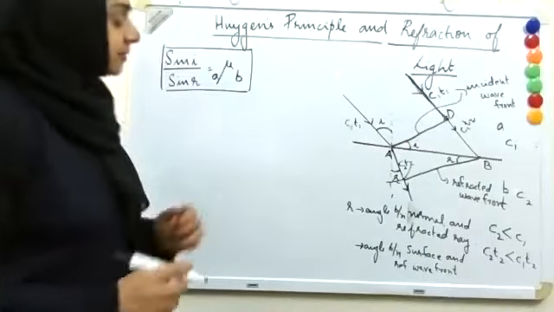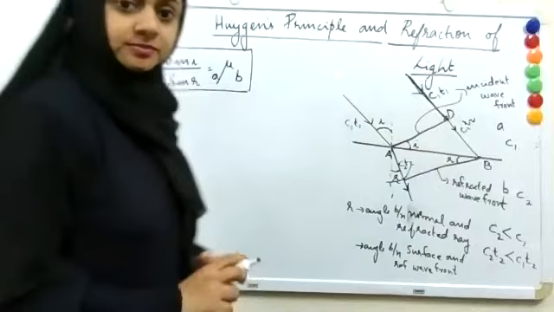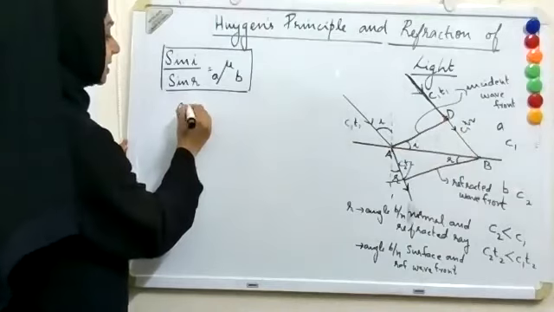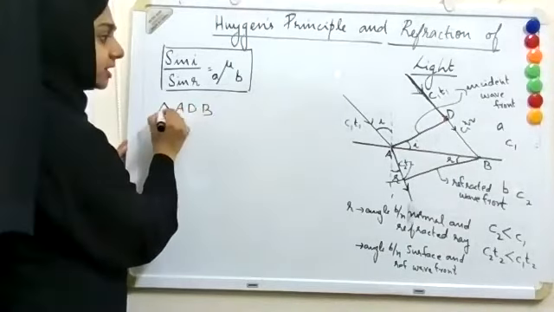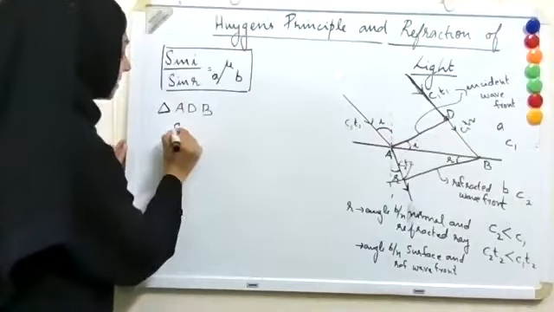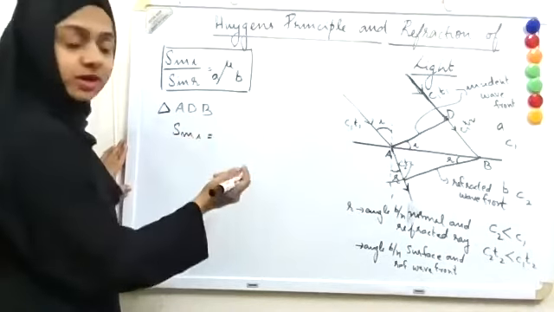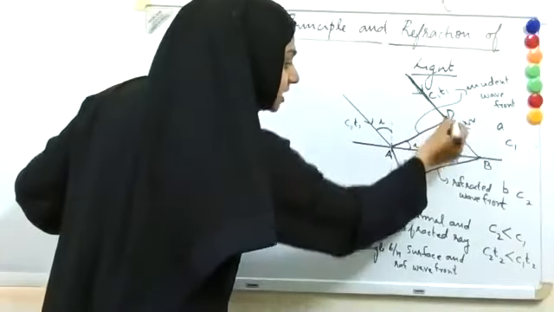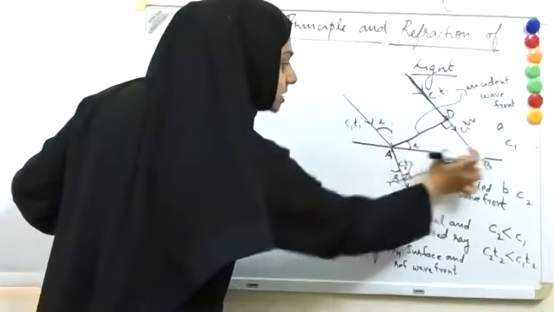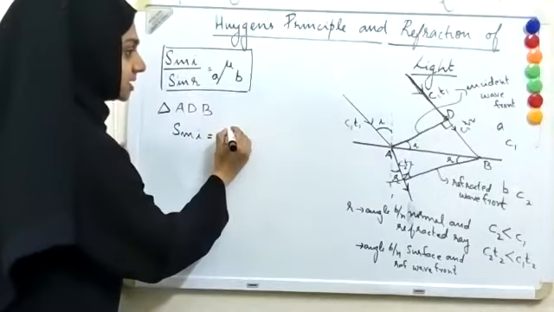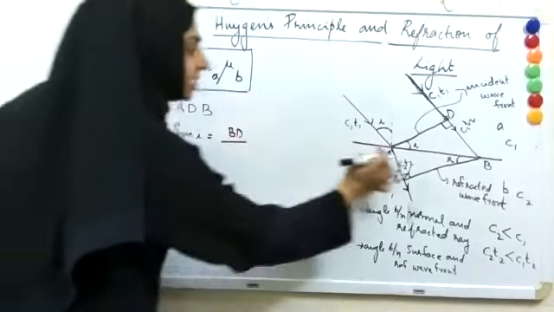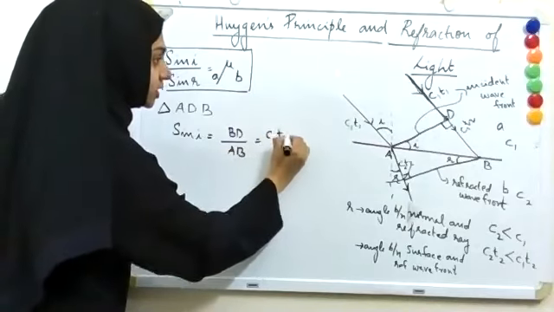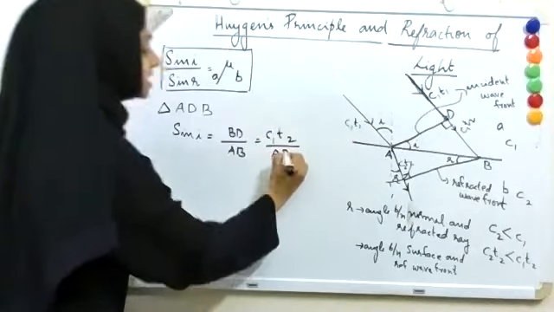Now let us consider the triangles. So let me consider triangle ADB. From triangle ADB, I have sin I is equal to, I'll go fast, opposite by hypotenuse. This is 90, this is 90. So AB is the hypotenuse. Opposite side is BD divided by hypotenuse AB. So BD is equal to C1T2, and sin I is C1T2 divided by AB.